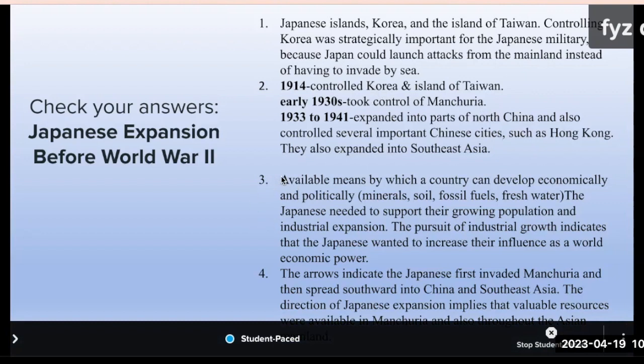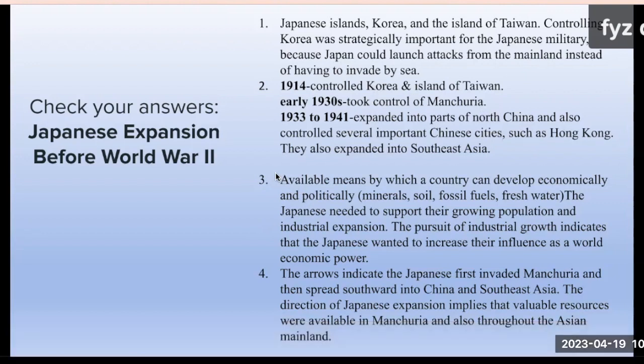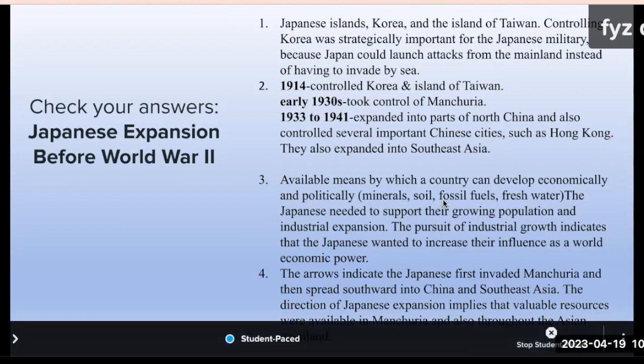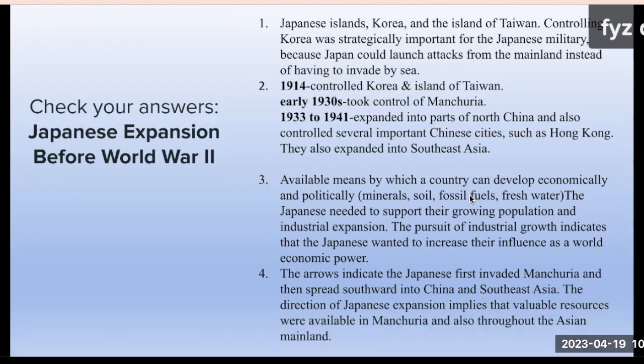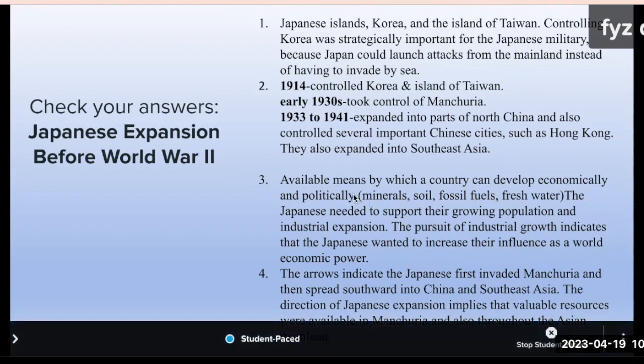Now I'm talking about natural resources. These are available means by which a country can develop economically and politically. So minerals, soil, fossil fuels like coal and gas, fresh water. Japan is an island, so they didn't have a ton of these natural resources. So if they're going to get these raw materials for their industrial growth, then that means that they need to expand, meaning they need to imperialize or empire build.